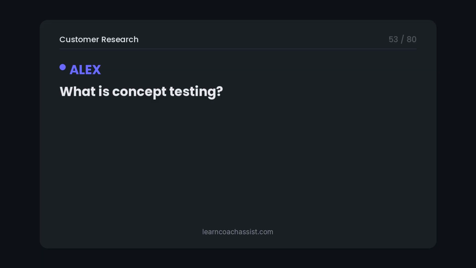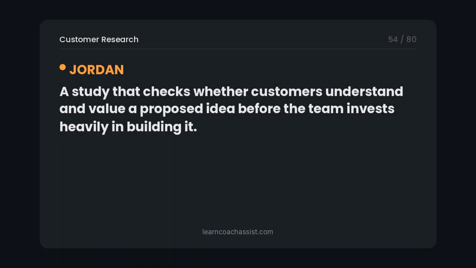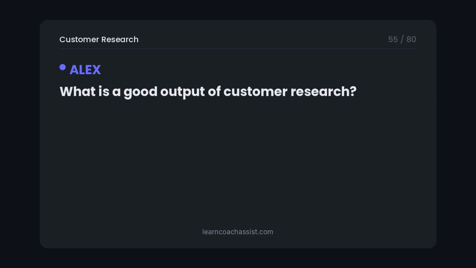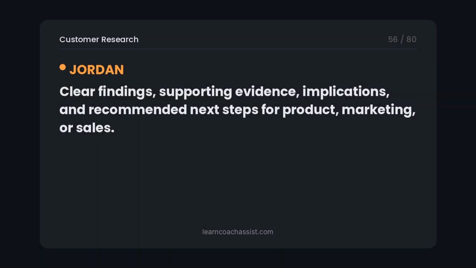What is concept testing? A study that checks whether customers understand and value a proposed idea before the team invests heavily in building it. What is a good output of customer research? Clear findings, supporting evidence, implications, and recommended next steps for product, marketing, or sales.